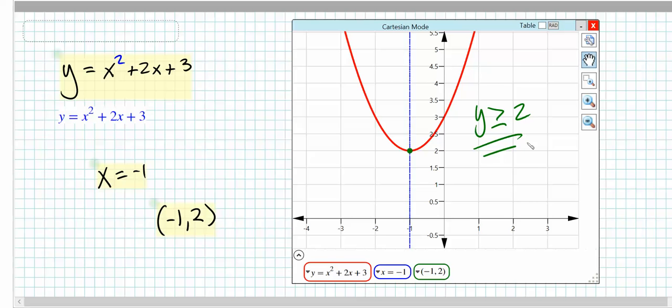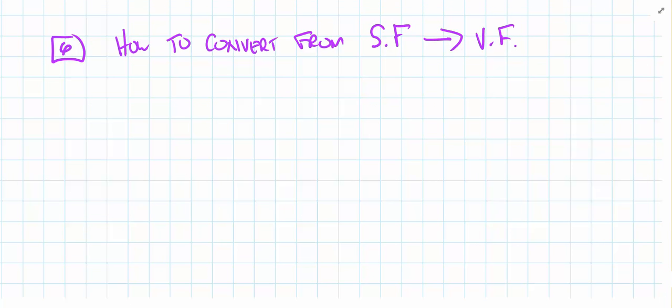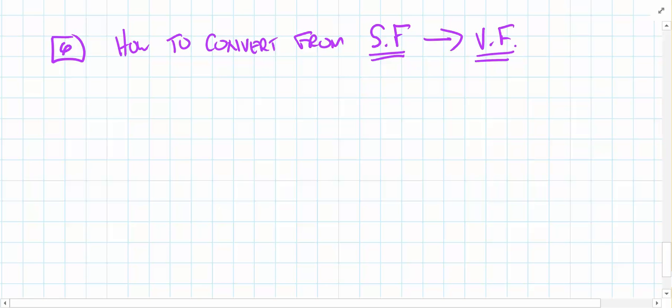Sometimes it's useful to convert between the two forms, between standard form and vertex form. So sometimes we need to convert from standard form to vertex form. And there's a way that you do it, and the way that you do it is by the method of completing the square. Who's heard of this before? Yes, we've heard this before. Okay, so let me give you an example.